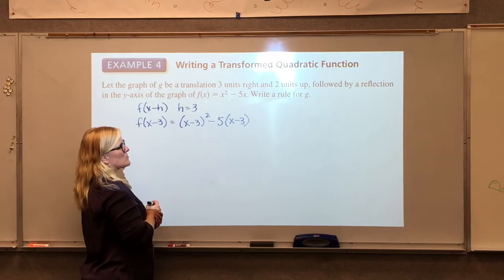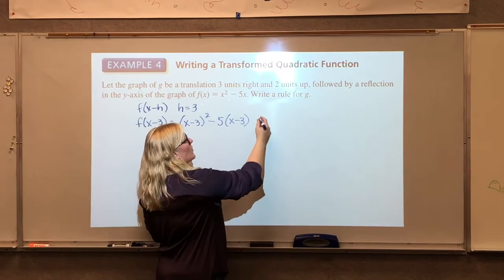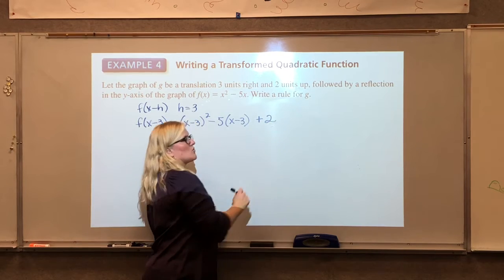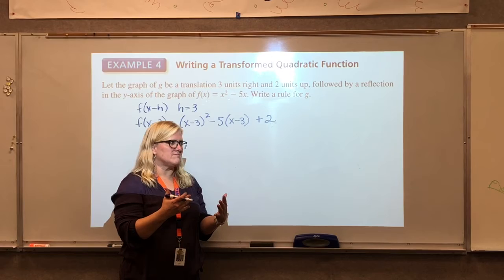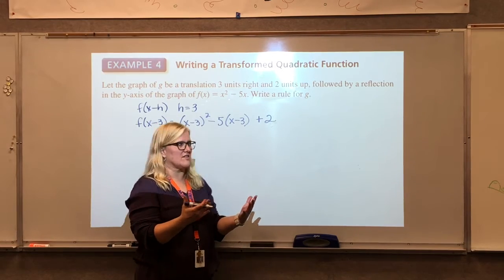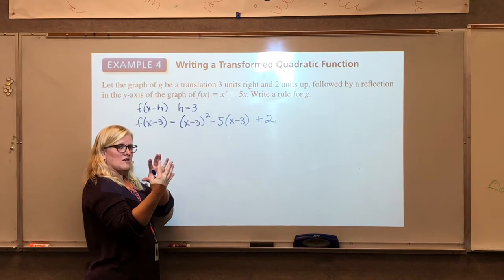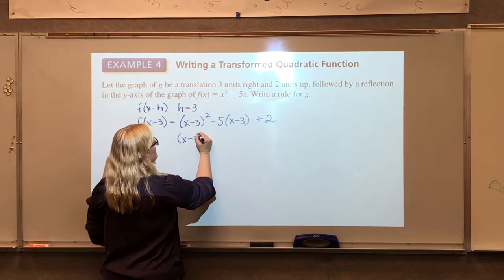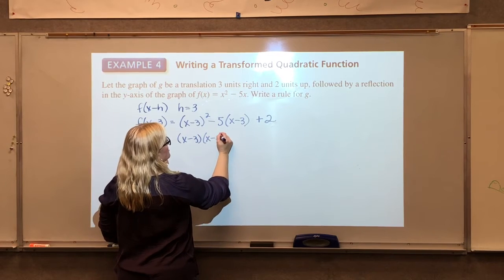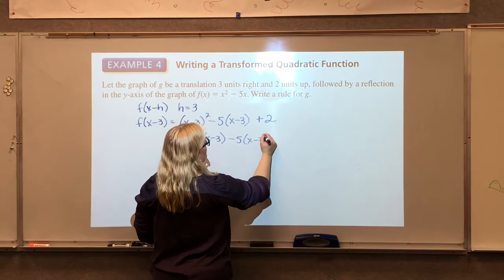And then, since it's just on the tail end here, it's also going 2 units up. So I add 2 right there. All right, this is going to hopefully take you back a little bit because you've done this before. But now I need to simplify and combine like terms. So x minus 3 times x minus 3, and then we have the rest here.